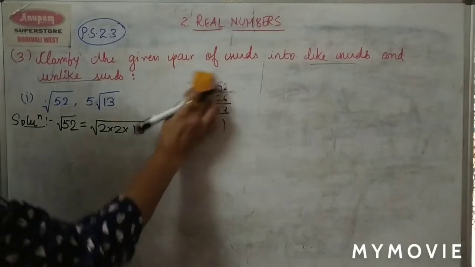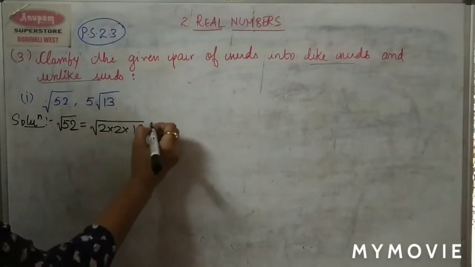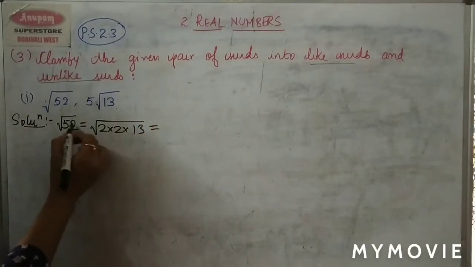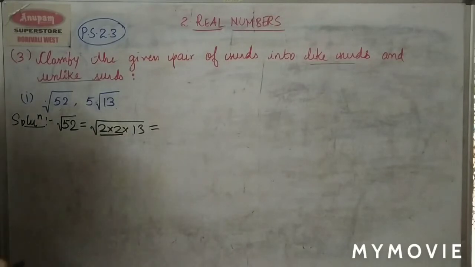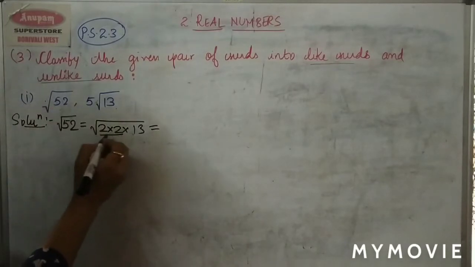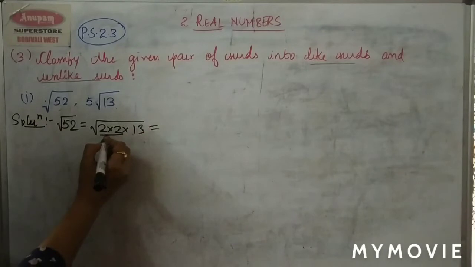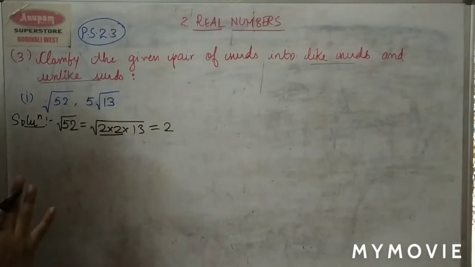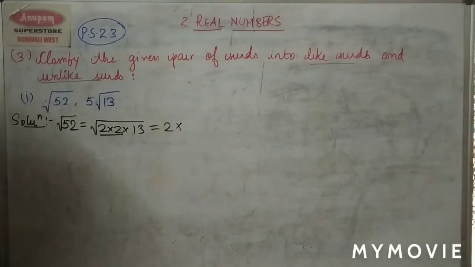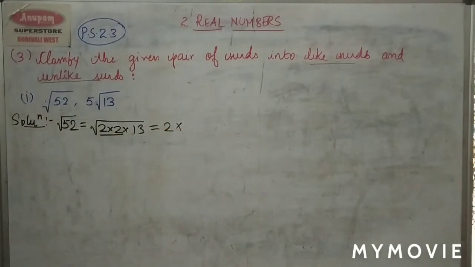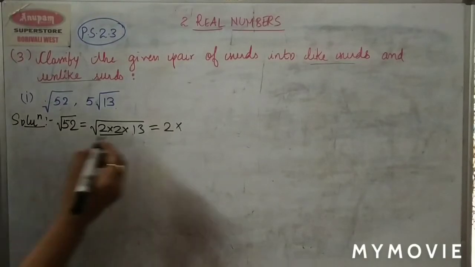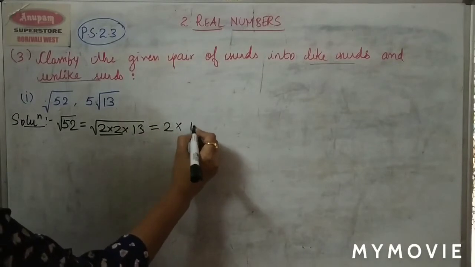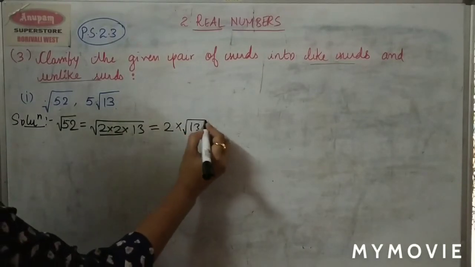Now, since this is a square root, I make the pair of two similar numbers. Since I got a pair of two similar numbers, in the next step, instead of these 2s, I write down only one 2, and the square root sign disappears. What about 13? 13 doesn't have a pair with it. So therefore 13 remains as it is along with the square root sign.